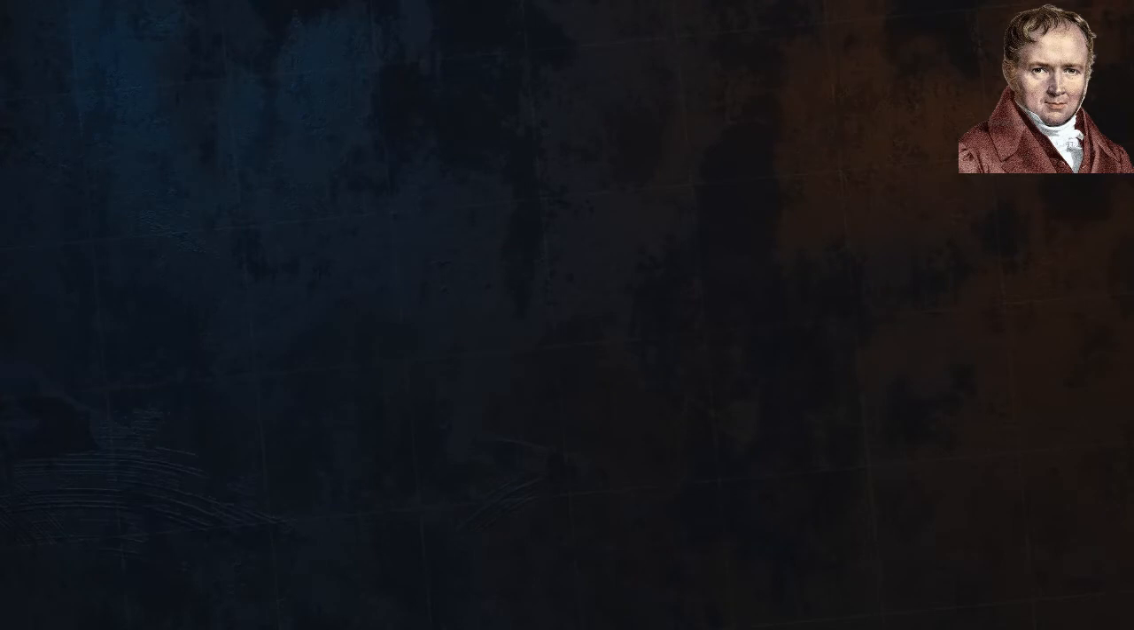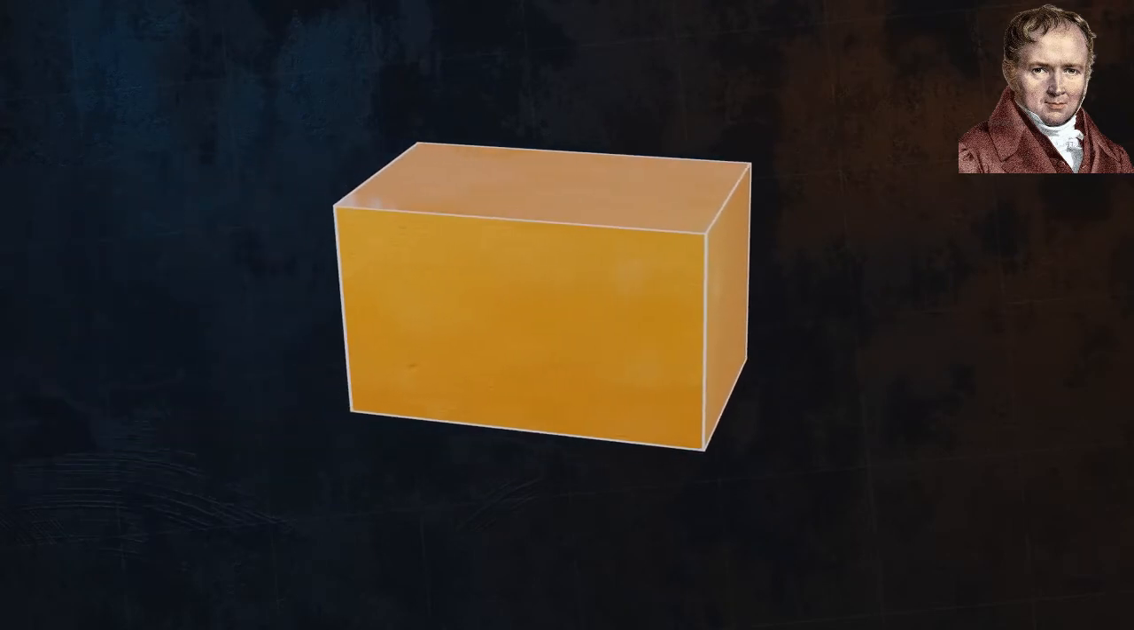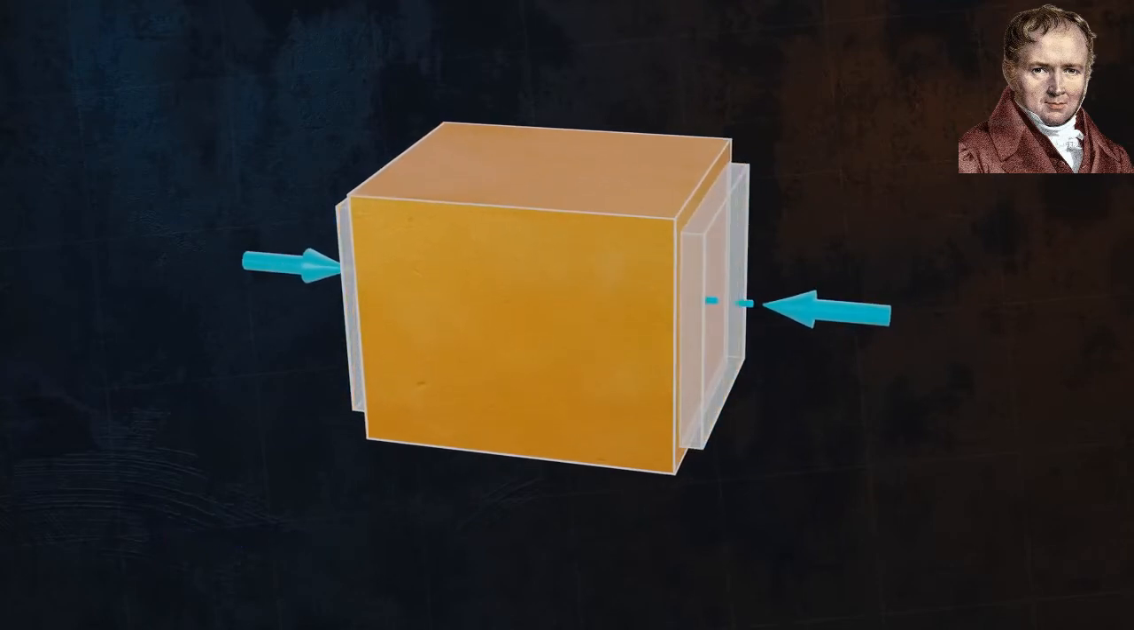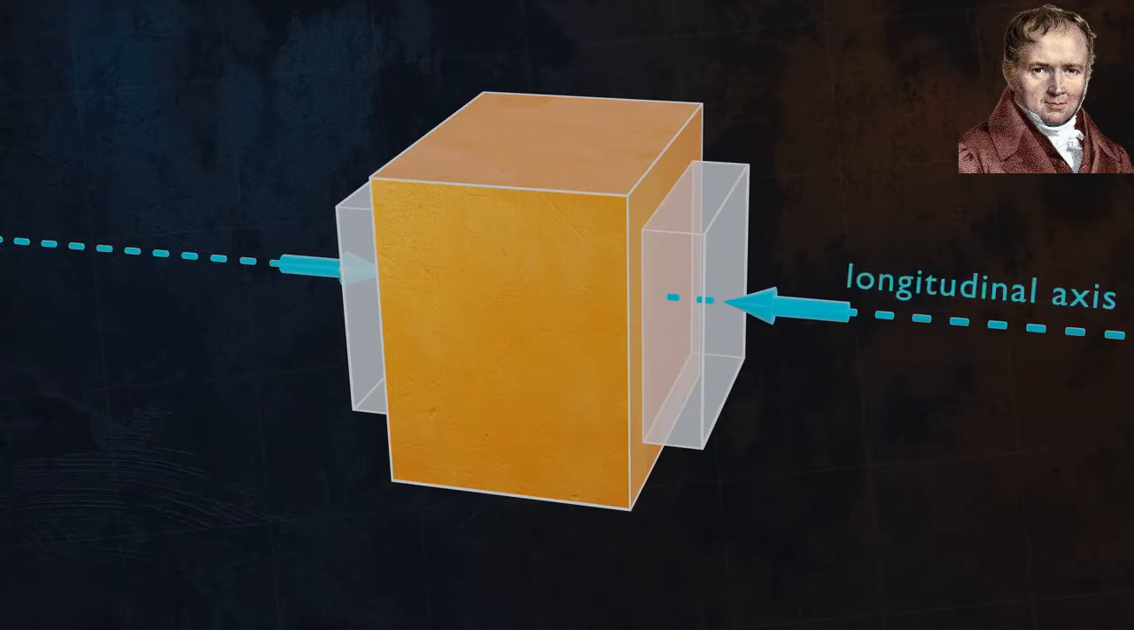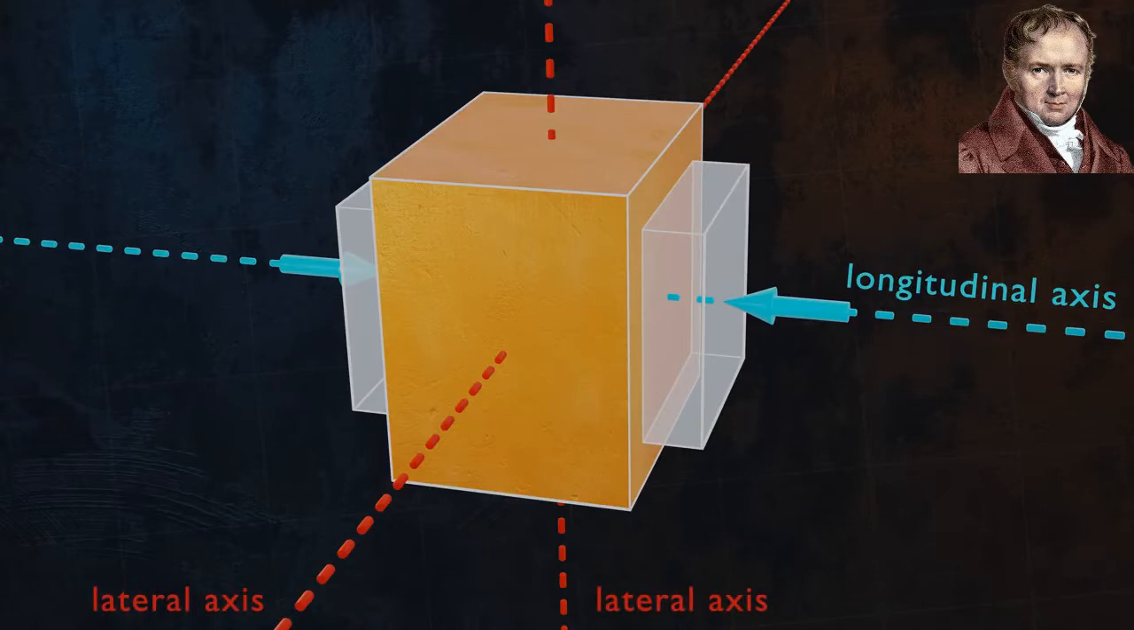What about for a generic lump of material? Take this little orange cuboid. If we apply a compressive force to it, it will expand in the directions which are perpendicular to the direction in which we are applying the load. We call the direction along which the load is applied the longitudinal direction, and we call the perpendicular directions the lateral directions.